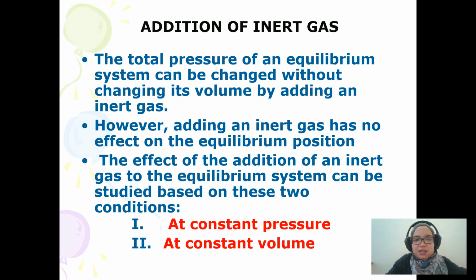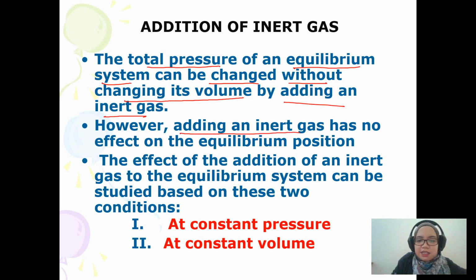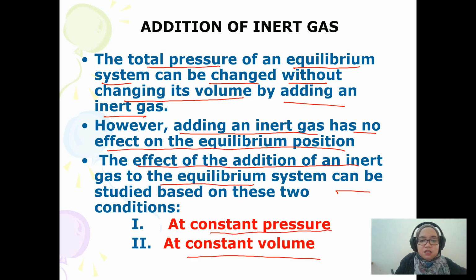Alright. So next, let's look at the addition of inert gas. An inert gas is a gas that is not reactive. So, even if we add it, it will not react with the reactant or the product. So, the total pressure of an equilibrium system can be changed without changing its volume by adding an inert gas. However, adding an inert gas has no effect on the equilibrium position. So, the effect of the addition of an inert gas to the equilibrium can be studied based on these two conditions: at constant pressure and at constant volume.